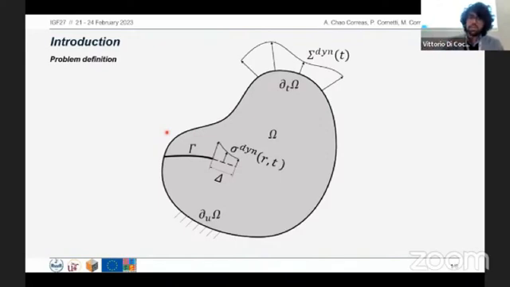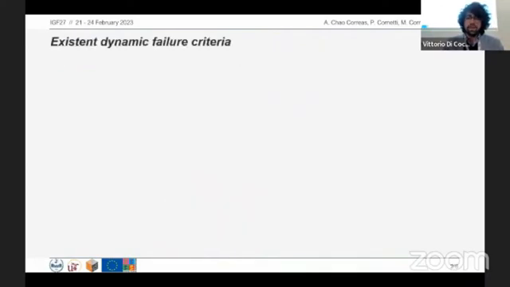And we will know the dynamic stress field and the release of energy upon crack propagation. In this scenario, we would like to know at which instant the domain will break, and especially at which load the domain will break. In the literature, there are already some existing failure criteria.